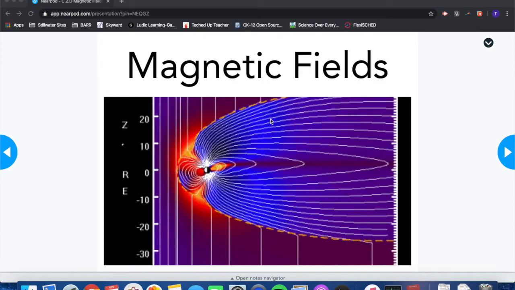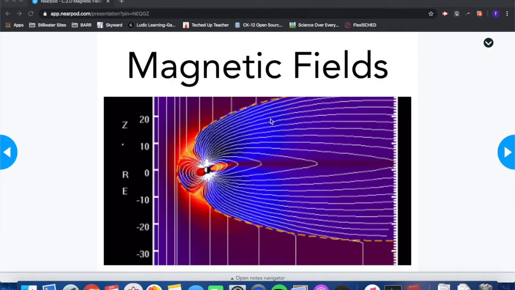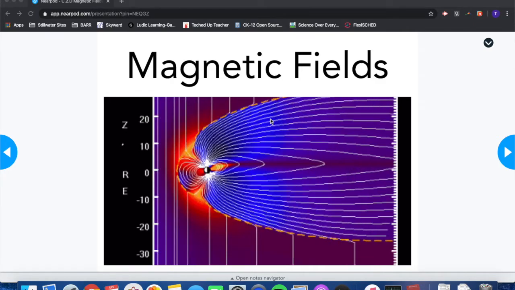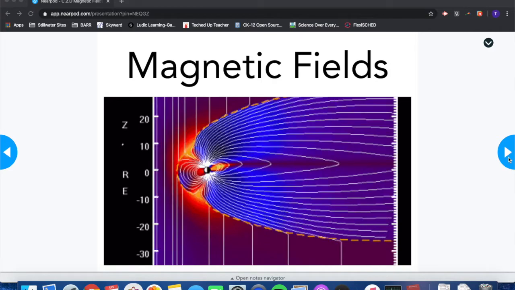Alrighty, folks, today we are going to be talking about magnetic fields. So what you are seeing right now is actually a diagram of the Earth's magnetic field, which we will talk a little bit more about at the end of this lecture. Alrighty, here we go.